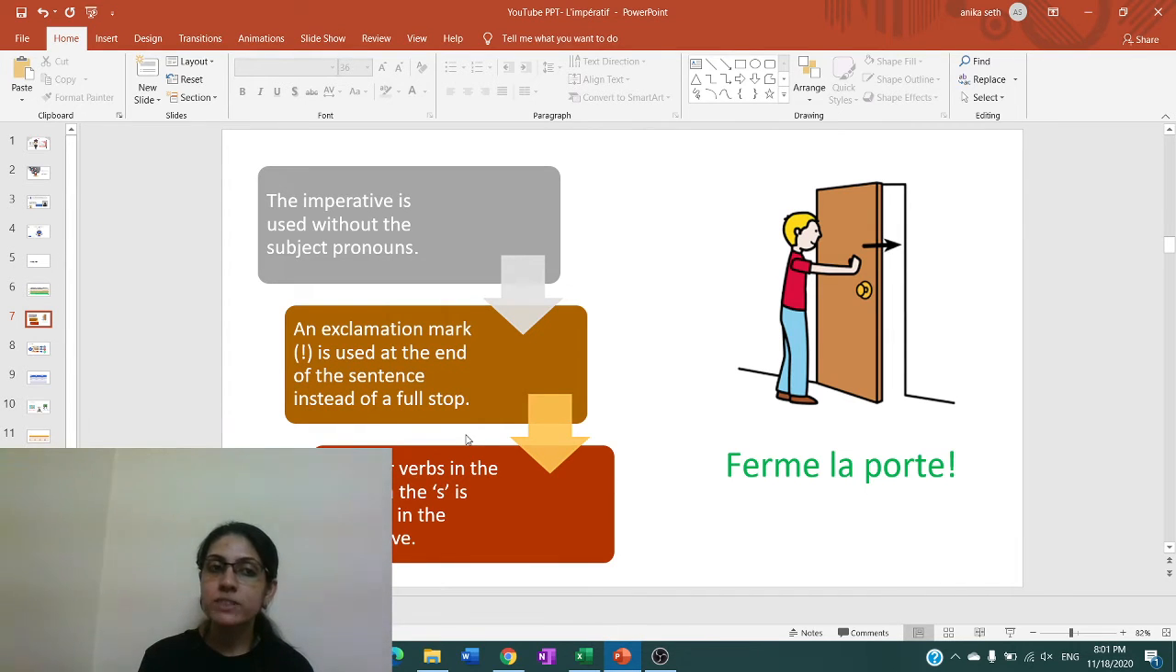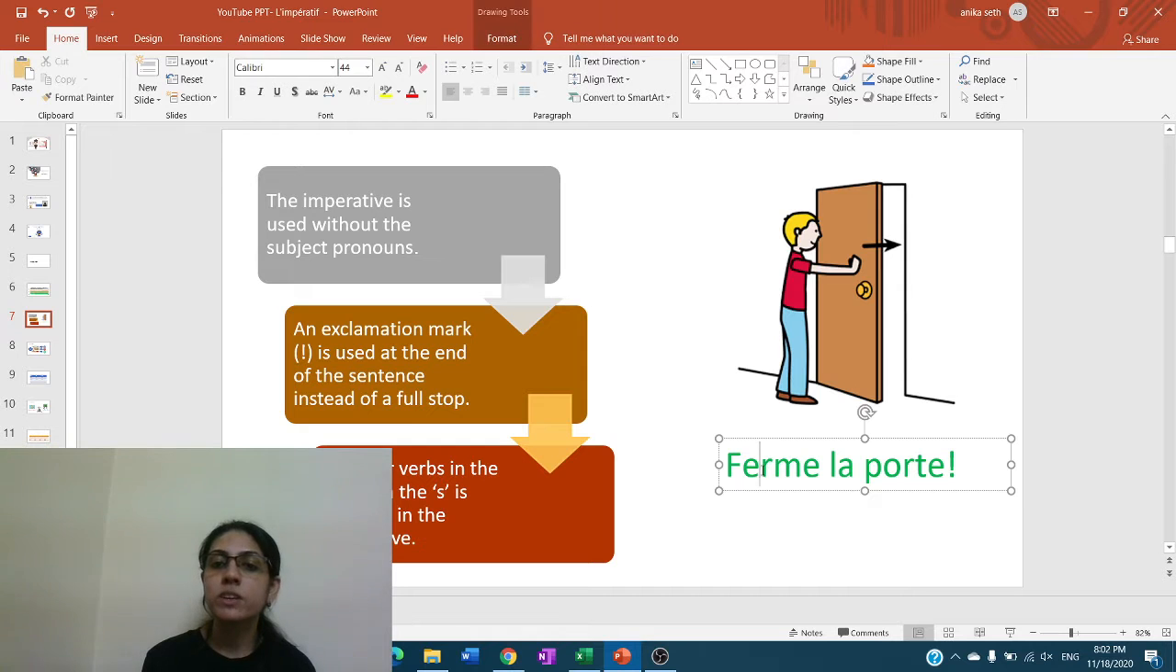And the last rule that we studied just now is that with ER verbs, in the tu form, the S is dropped in the imperative form. So with ER verbs, tu form, because the conjugation of ER verbs ends with ES with tu, the S is dropped from that conjugation to make it in the imperative form.